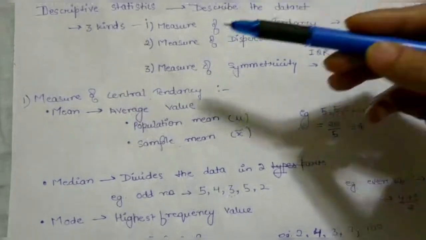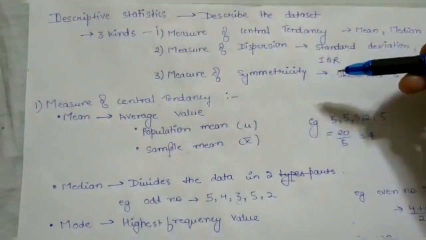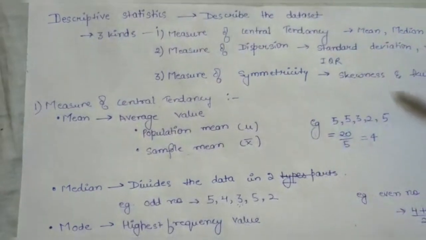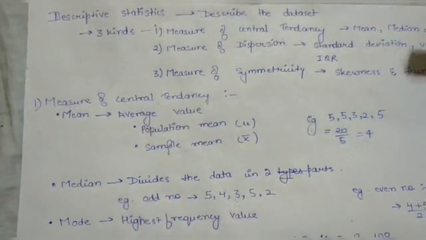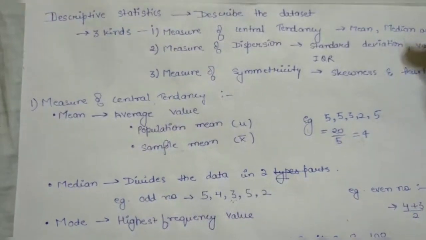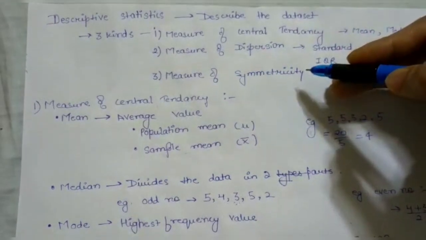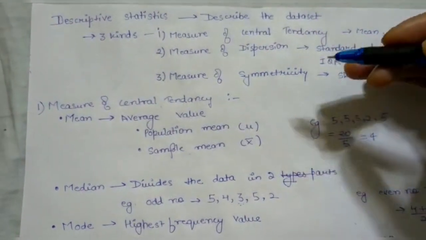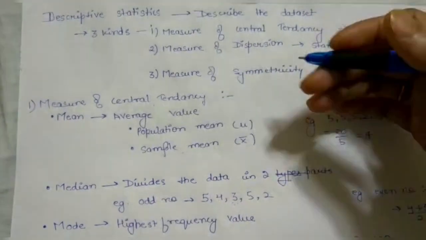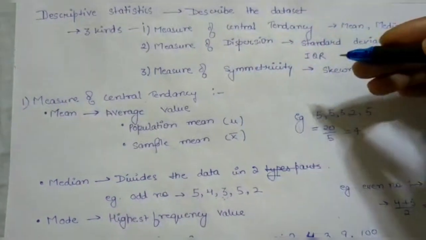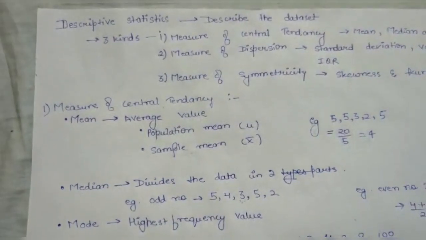Now come to the measure of symmetricity. Measure of symmetricity helps us to know the shape of our data set. Normally the shape is normally distributed, but if you have outliers in the data set, then it will be skewed. So it will show whether it is highly skewed or whether it is negatively skewed or whether it is positively skewed. So we came to know with the help of this measure of symmetricity. By finding our skewness and kurtosis, we came to know the shape of our data set.